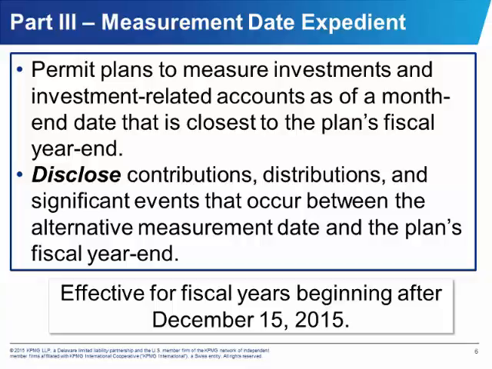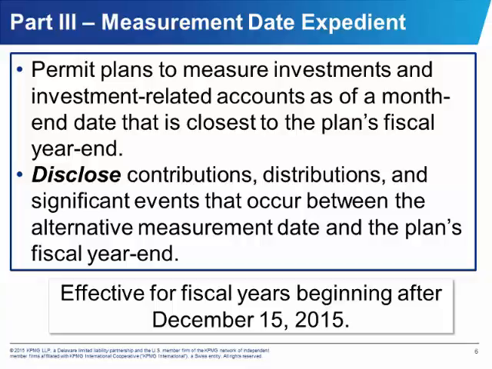In addition, plans would be required to disclose contributions, distributions, and significant events that occur between the alternative measurement date and the plan's fiscal year end. Also, this ASU applies only to investments and investment-related accounts. It doesn't provide a practical expedient for measuring the plan's benefit obligations, so plans will continue to follow current guidance and measure obligations at the plan's year end.